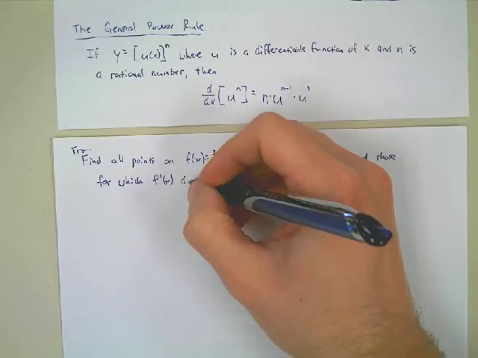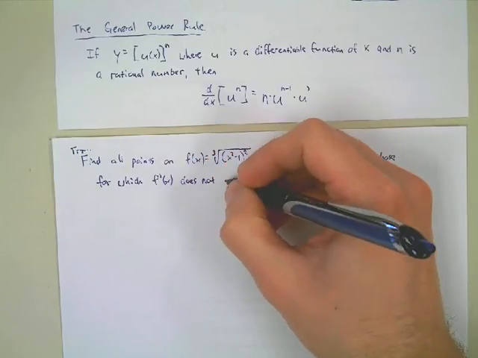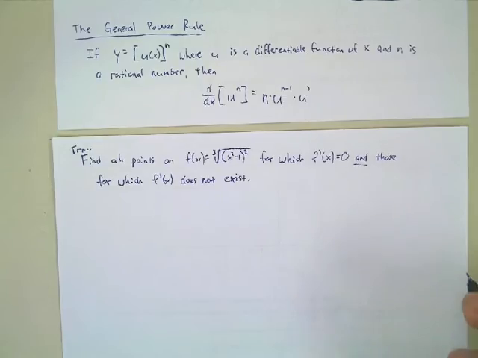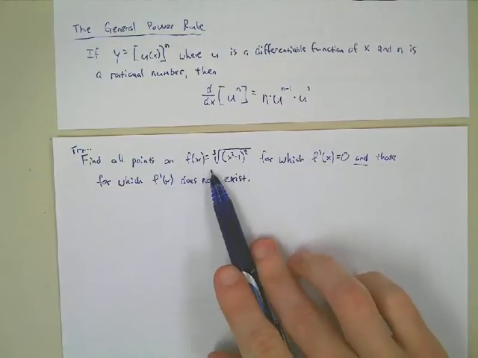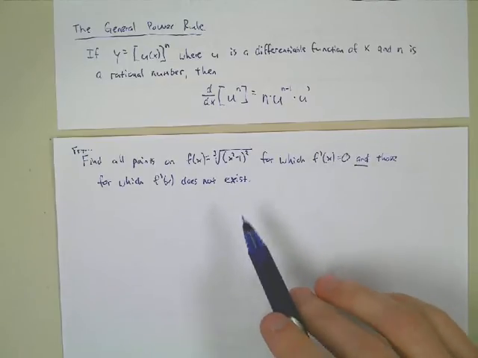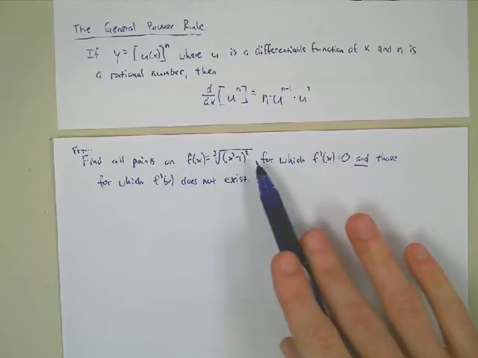So you're finding me two sets of answers. Find all the points on this function for which f prime of x equals 0, and find all the points on f of x for which f prime of x does not exist. So two sets of points. The x values, I guess, is all I really want.